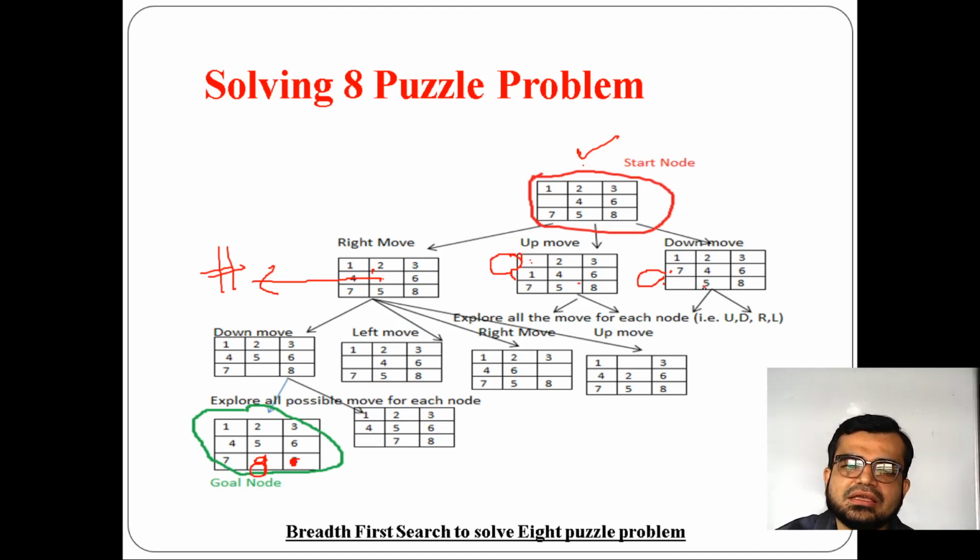So that's why you are taking this, but you are considering only this path because you are going breadth first search. You are not going depth first search, right? So breadth first search means you have to visit all the children of the given node. So this is your start node. There are 3 children: right move, up move, down move.